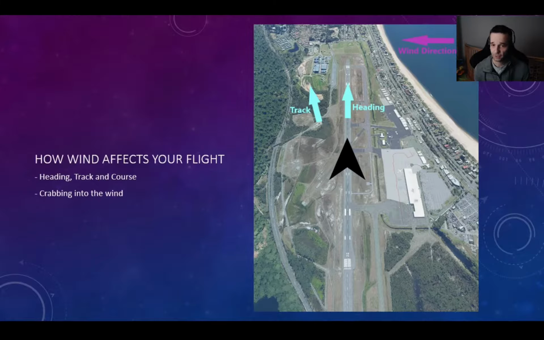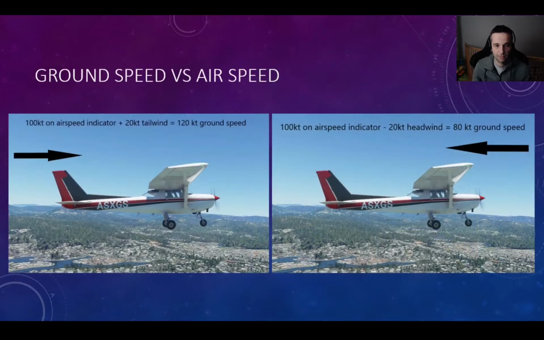So that's the first way that wind is going to affect the way you fly from point A to point B. The next way that it's going to impact you is the actual speed your plane is traveling at. So let's say you're in the air and you're traveling at 100 knots. Are you actually traveling at 100 knots? Well, again, it depends on the wind.